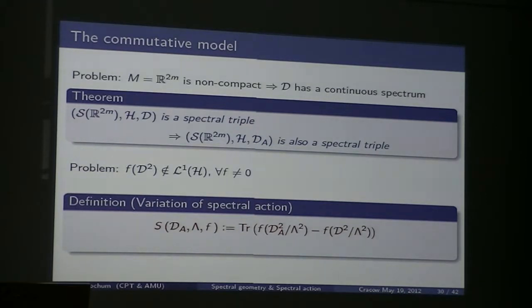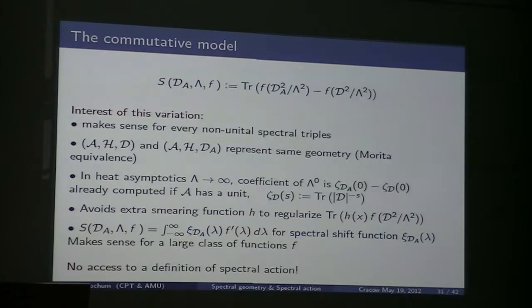So this means that you have to define a good notion of spectral action. So we did this. We made the difference between the bare D and the decorated D, and we take f on each part, take a difference and take a trace. So this is a variation of the spectral action. Okay? So we could say why not, but also why. And what is the interest of this variation?